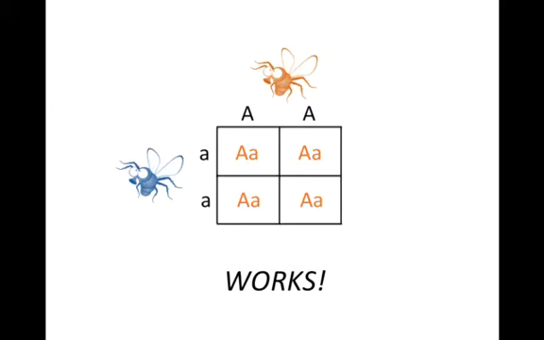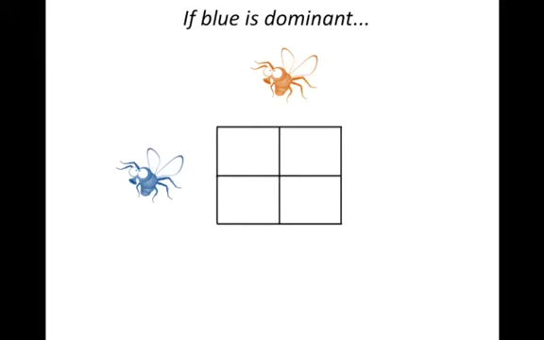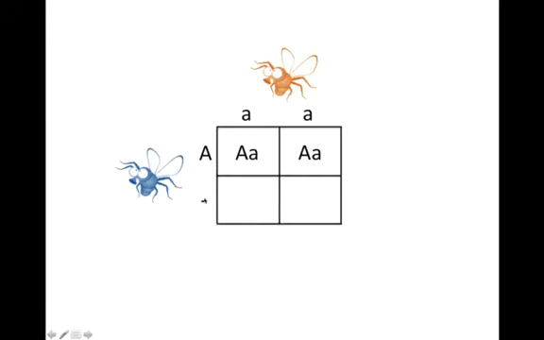And then we ask you, show us a Punnett square showing that it's not consistent with the results for the other hypothesis. Okay, so that would mean if blue is dominant, then we know that orange is little a, and blue has to have at least one big A, and then we don't know what the other one is. It could be big A, big A, or big A, little a.